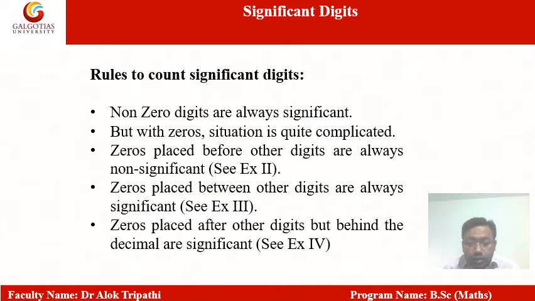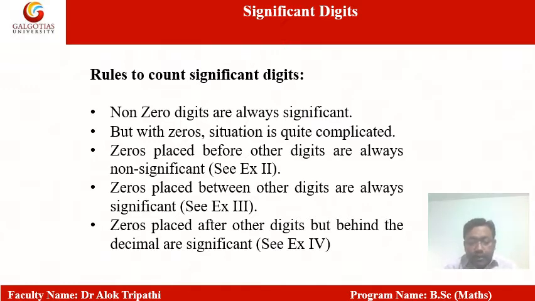Next rule: zeros placed between other digits are always significant. Like you have seen in example number 3, we took the number 4009. You can see two zeros are placed between 4 and 9. Therefore, these zeros will be counted as significant zeros.